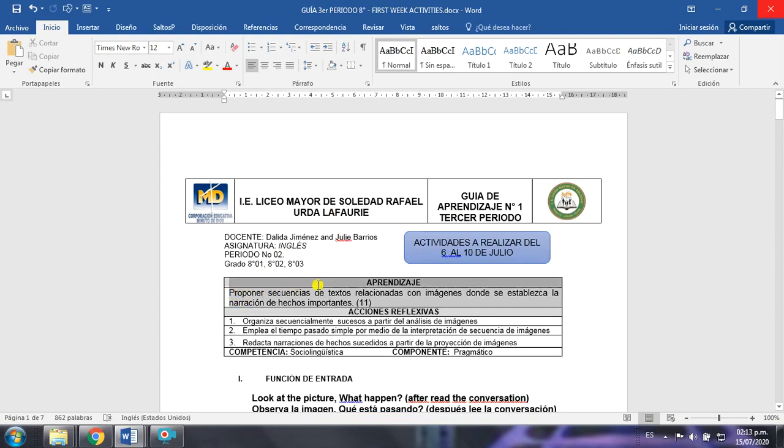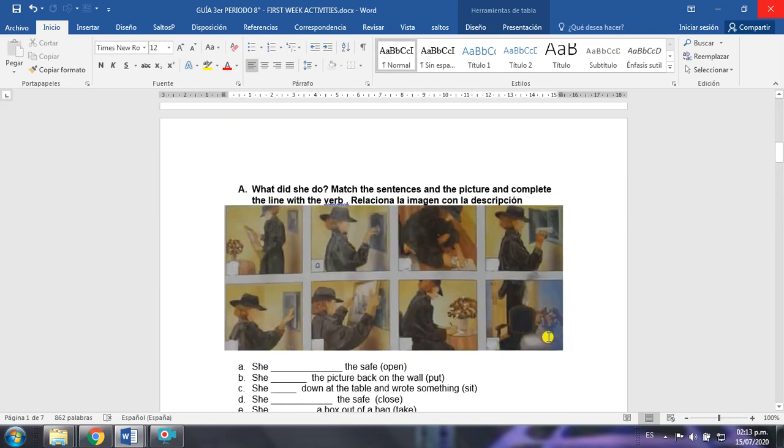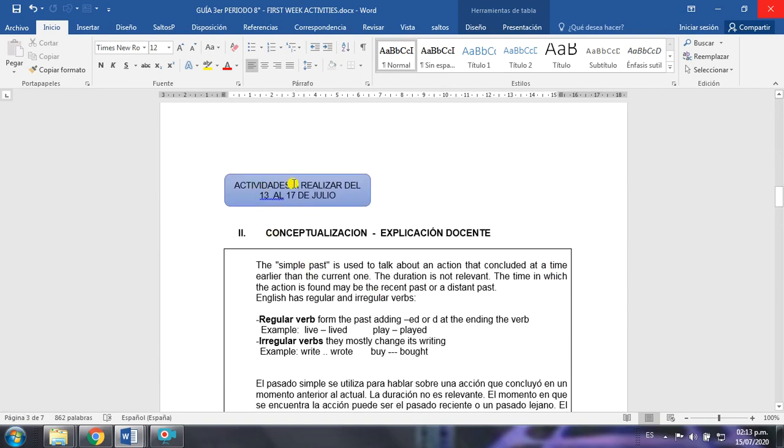The learning is proponer secuencia de textos relacionadas con imágenes donde se establezca la narración de hechos importantes. Acciones reflexivas. Organiza secuencialmente sucesos a partir del análisis de imágenes. Emplea el tiempo pasado simple por medio de la interpretación de secuencia de imágenes. Ok, estas son las actividades a trabajar del 13 al 17 de julio.